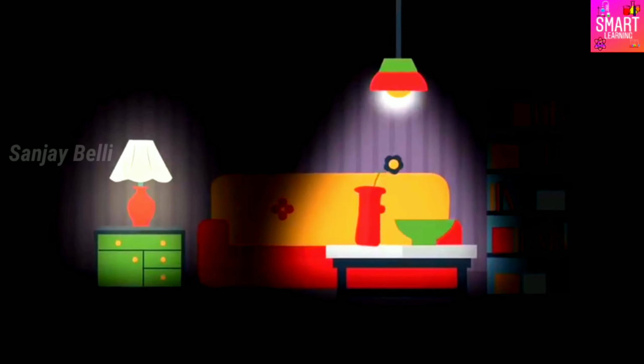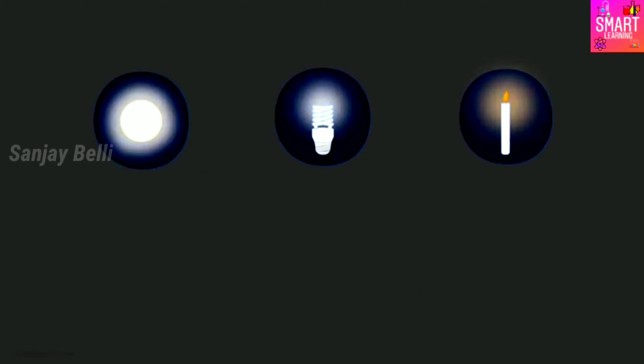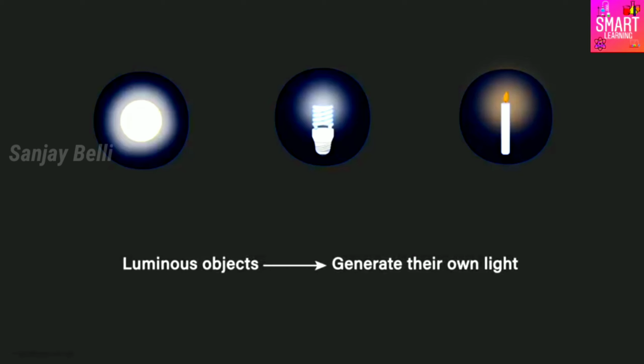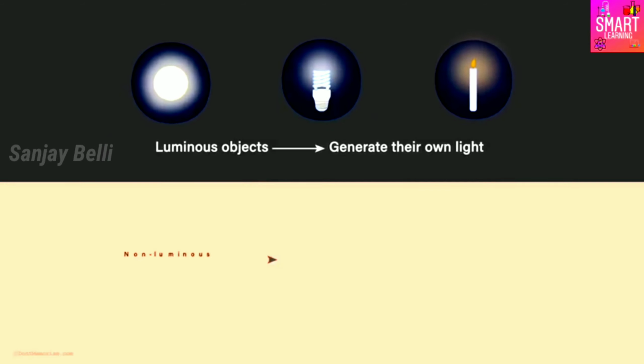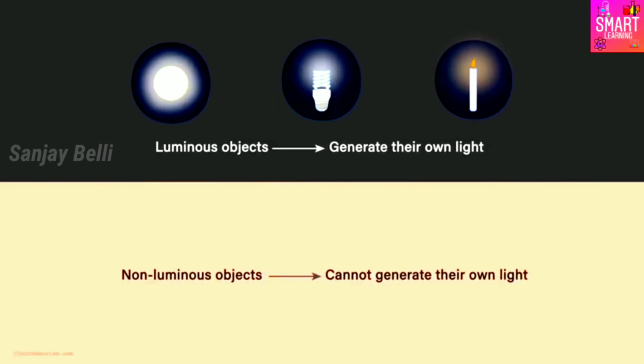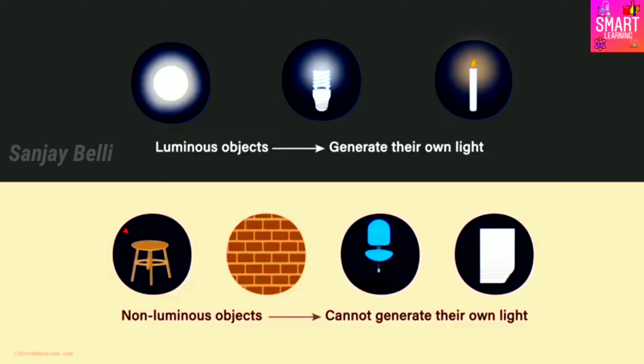In our previous video, we learned that we see objects around us because of the light reflecting from them. Some objects like the sun, a burning candle and a fluorescent bulb emit light of their own. They are called luminous objects. Many objects around us are non-luminous. That is, they cannot generate their own light. However, these objects reflect the light from luminous objects from their surfaces. And because of this reflection, we can see such objects.